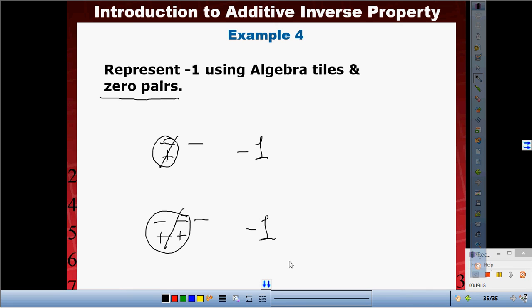Bailey? Four negatives, 3 positives. Circle this 0 pair, and that represents -1. Does everybody agree with that? Alright. Did everybody get the idea now?